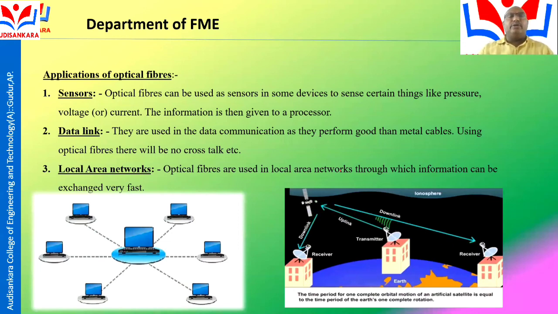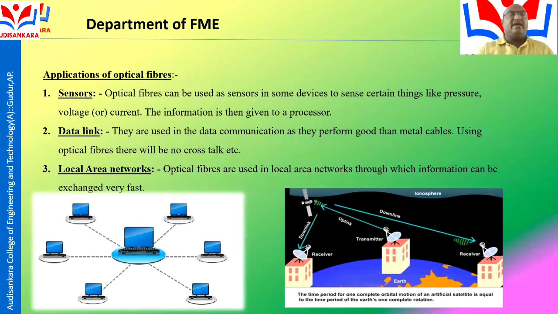The optical fibers can be used as sensors in some devices to sense certain things like pressure, voltage, current. The information is given to a processor, so this is called sensing applications of optical fibers. And data link: they are used in data communication as they perform better than metal cables. Using optical fibers, there will be no crosstalk. So when people are talking about some information from one place to another place, there is no crosstalk in the data links.